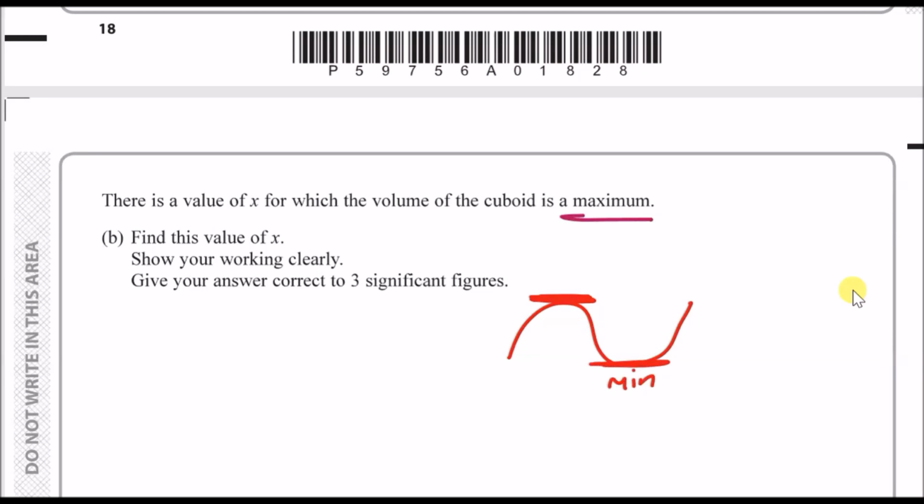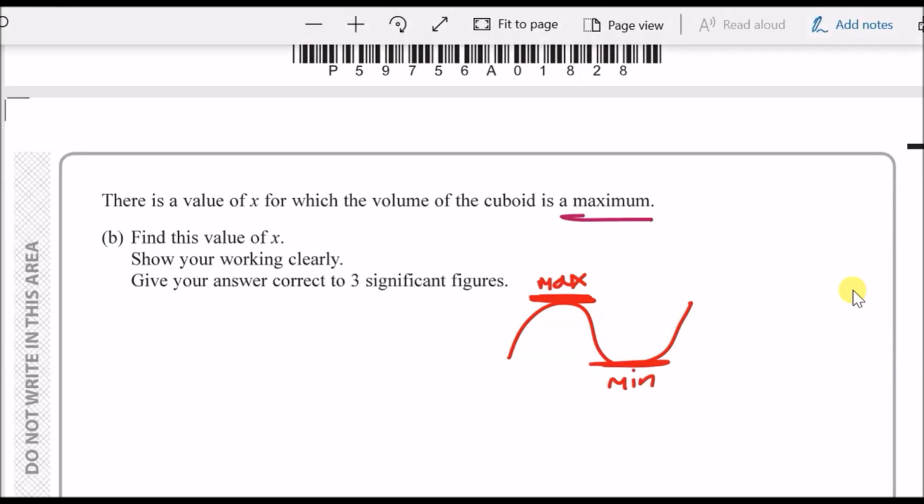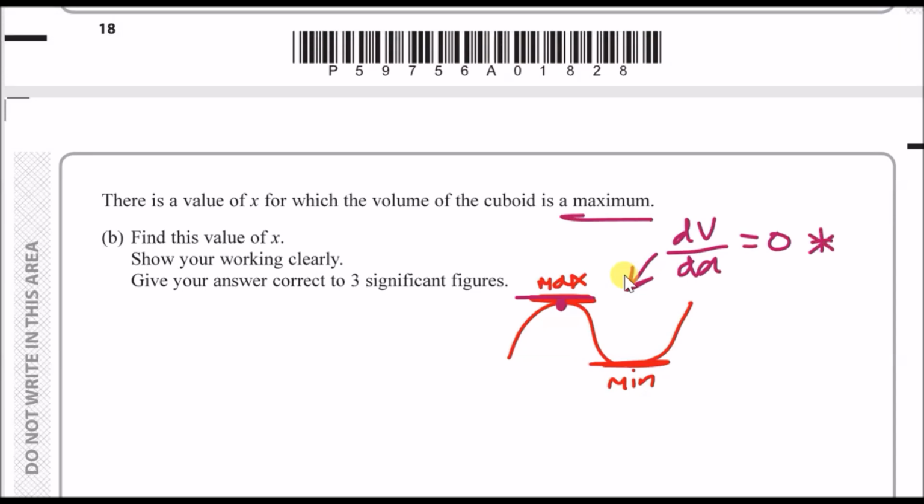These are also known as turning points, guys. But in this particular case, they want us to find this particular point, this coordinate, the absolute highest value the y could be for a certain x. To do that, you can see that the gradient here is flat, so we've got a flat gradient. This means dV over dx must be 0. So when you see the words turning point, maximum, minimum, stationary point, differentiate and set it to 0.